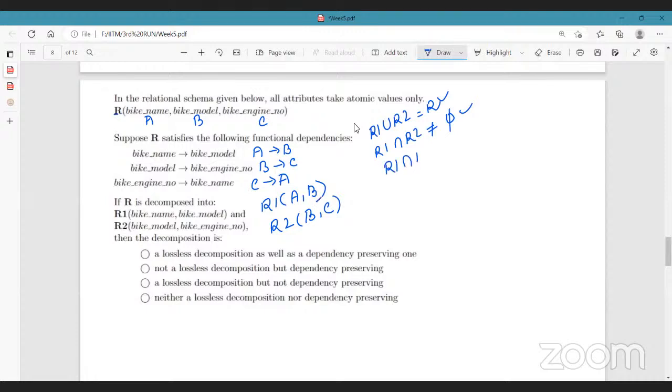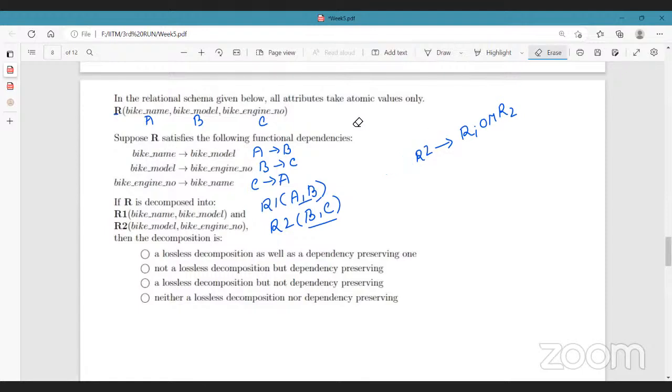Then the next one was B is the super key, in R1 or R2. Okay, so B is a super key. Yes, ma'am. So by that we can say that this particular relation is lossless. Now we need to check for dependency, whether it is dependency preserving or not.